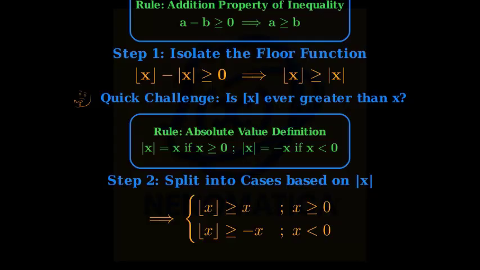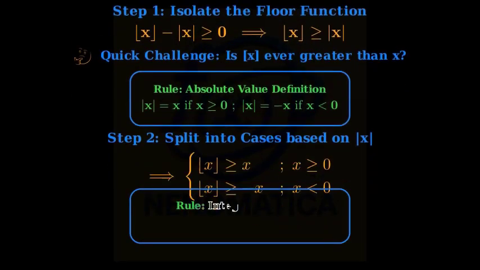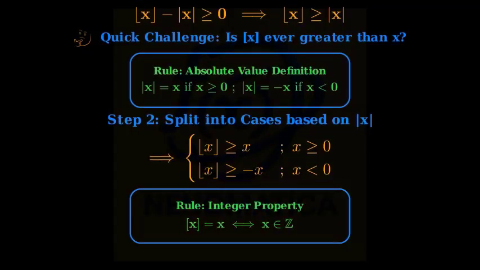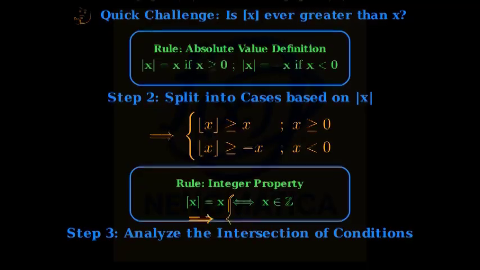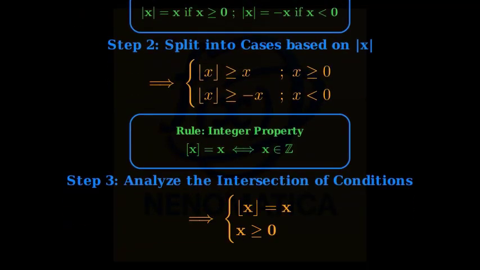Step 3, analyze the intersection of conditions. Use the integer property. Floor of x equals x if, and only if, x is an integer. For x greater or equal 0, since floor of x is always less or equal to x, floor of x greater or equal x forces equality. So floor of x equals x, and x is an integer. For x less than 0, floor of x is negative, and negative x is positive. So floor of x greater or equal negative x never holds. Therefore, we keep the conditions floor of x equals x and x greater or equal 0.